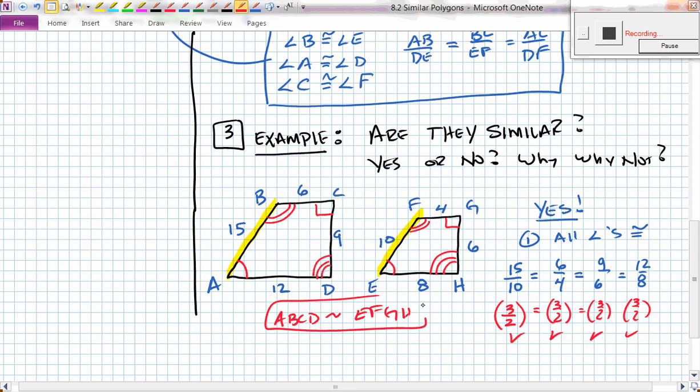because all the angles are the same and all the sides are in proportion of 3 to 2.